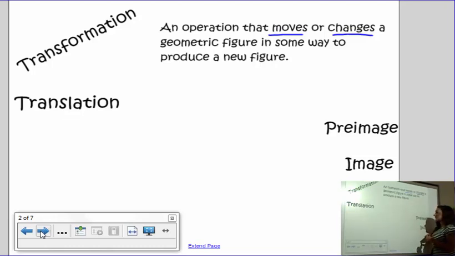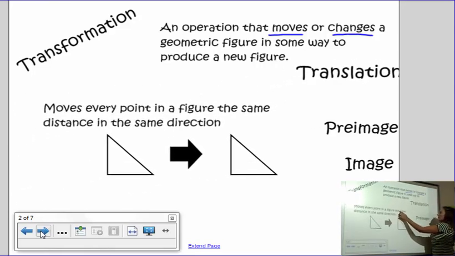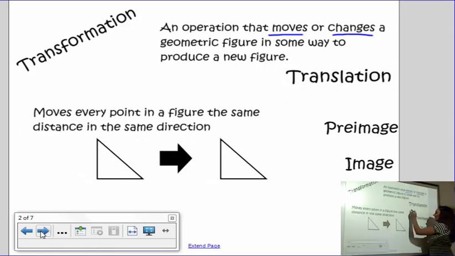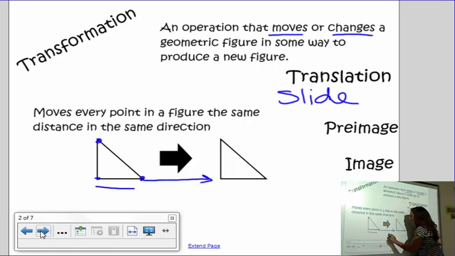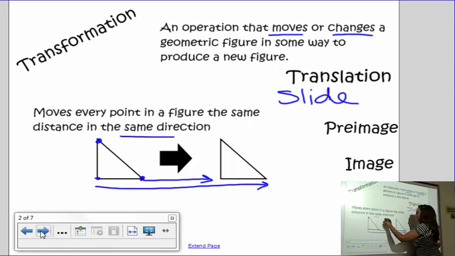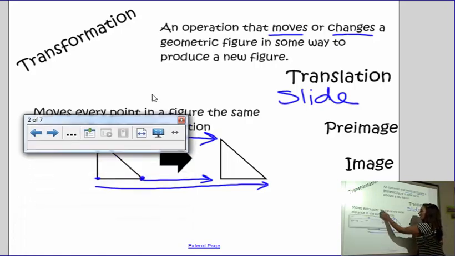And today we're going to specifically talk about a translation, which some of you guys might remember back in your math days. We also learned this as a slide, because you're going to take each point, so maybe each corner of the triangle, and slide it all the same distance in the same direction. So that's what a transformation or translation is.